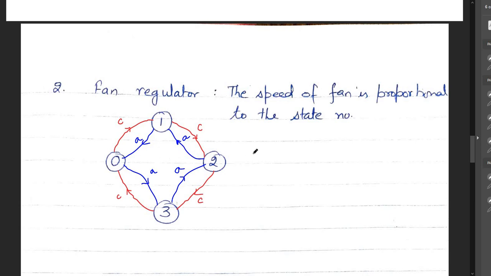So if you start at 0 and let's say you choose a sequence of actions A, A, C, then where will you reach? Starting at state 0, if I choose A, then I will land up at 3. Then again if I choose A, then I will land up at 2. And if I choose a C, then I will land up at 3. So we reach state 3.